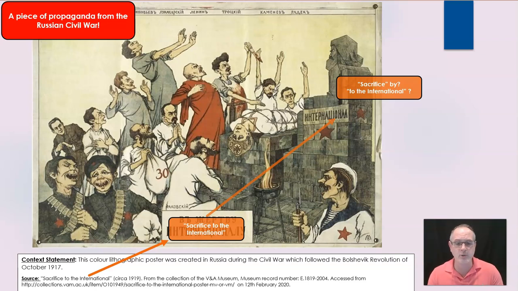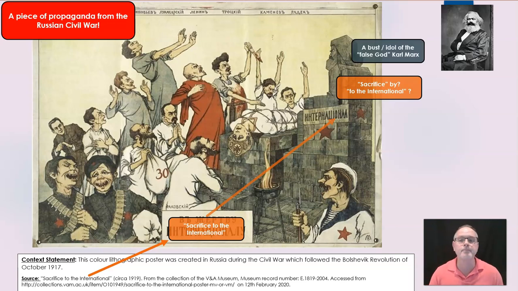Now, the word international in the Cyrillic alphabet appears in the main caption, in this bottom portion of the frame here, but it also appears here on this brick-type structure, which we'll talk about soon. The question's raised then, if this is a sacrifice, who is the sacrifice being made by, and who is this international that the sacrifice is being made to?